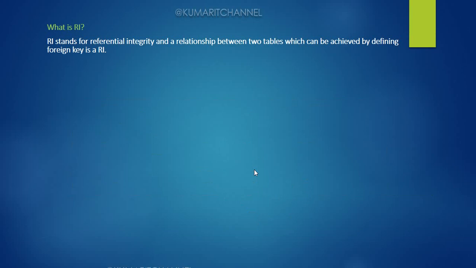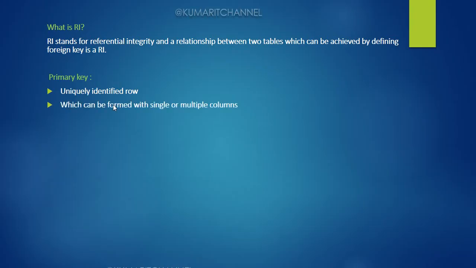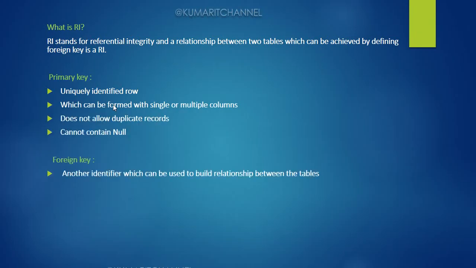So let's look into more details. Referential integrity, or RI, is the relationship between two tables, which can be achieved by defining a foreign key. And this is also a commonly asked interview question. Don't miss this. Primary key: a uniquely identified row, which can be formed with single or multiple columns, does not allow any duplicate records and cannot contain null. Foreign key: another identifier which can be used to build a relationship between tables, must be a primary key of the parent table, as I mentioned.